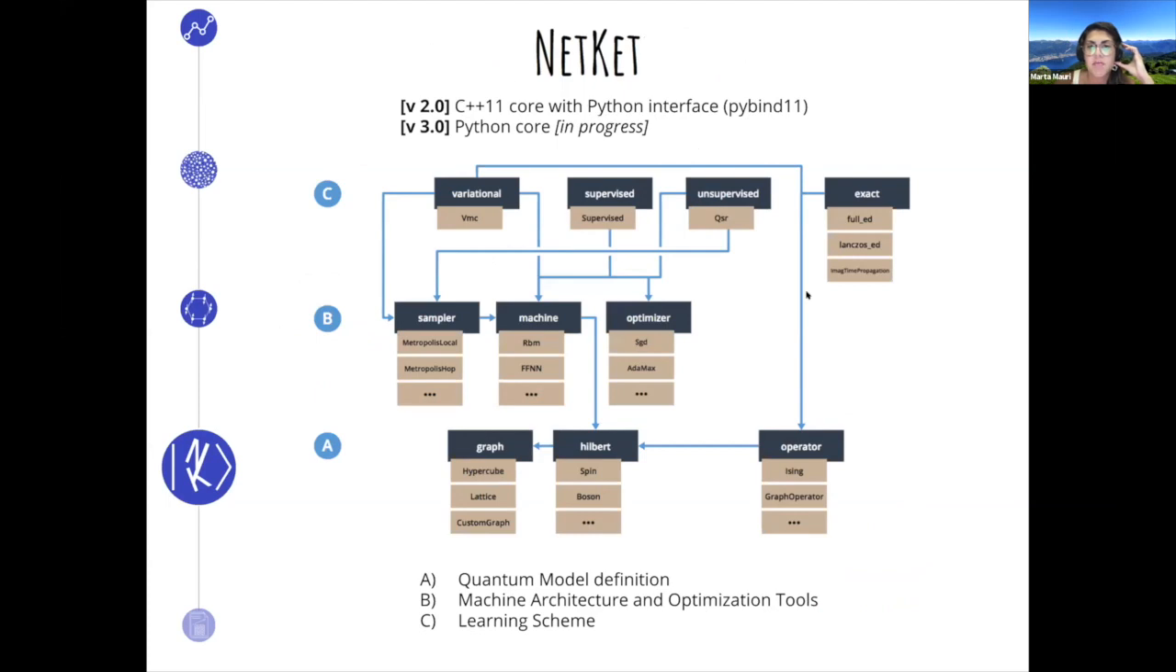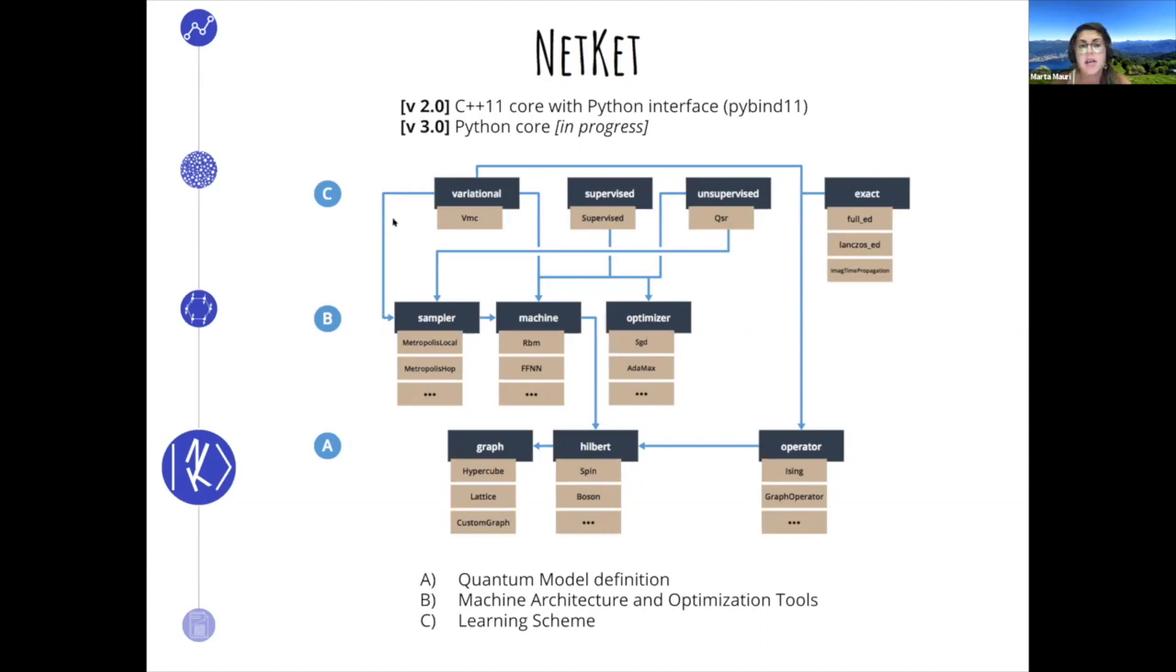So just a brief overview of NetKet. As it was said before, the 2.0 version was based on a C++ core, and now it's been ported to a Python version. But still, this is the structure that was there, at least in version 2.0. There are a lot of tools to define the quantum model. Then you have another layer that is used to define the machine architecture, so the ansatz, and also all the tools that you can use for the optimization.